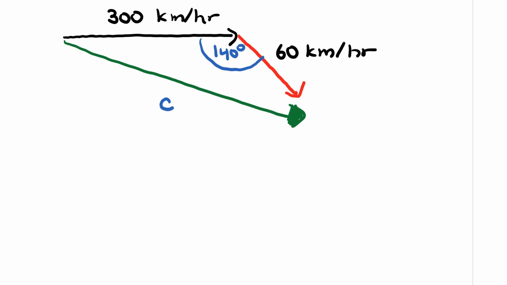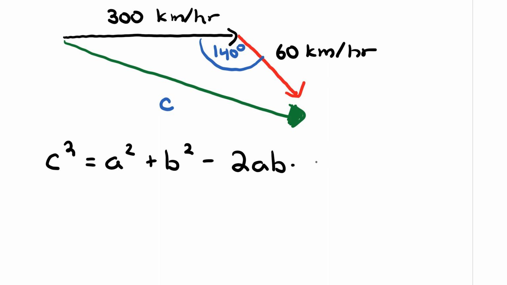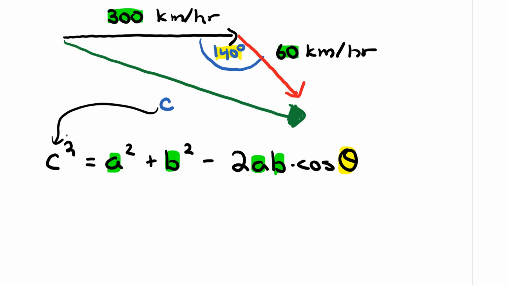Okay, so the formula that we're going to be using right now is the cosine law. That's denoted as c squared equals a squared plus b squared minus 2 times a times b times cos of the angle. We know the angle here in yellow is 140 degrees. We know a and b, those are the values of your vectors, 300 and 60. And our goal is to find c, which is the resultant vector there.